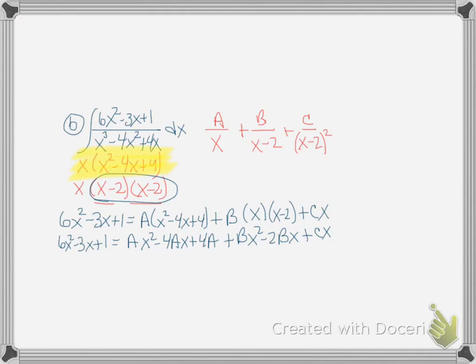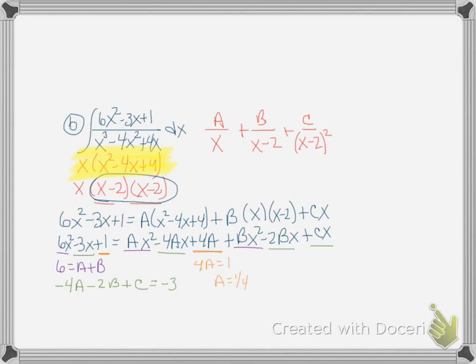So when we go to set up what we have matching, what equals each other, we are still going to take my x squared. There's no c squared, so I have that 6 is going to equal a plus b. Then we're going to take our x's, and I'm going to say I have negative 4a minus 2b plus c, and that's going to equal negative 3. And we're going to get a third color here now, and we're going to say 1 equals, the only thing that's left is 4a. So we have 4a equals 1. So right away we can say that a is 1/4.